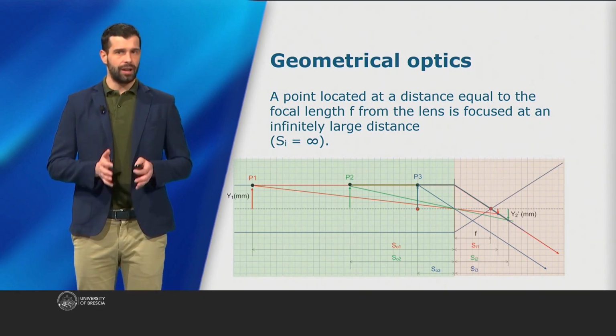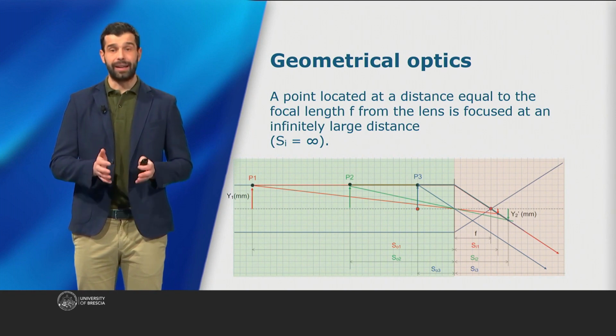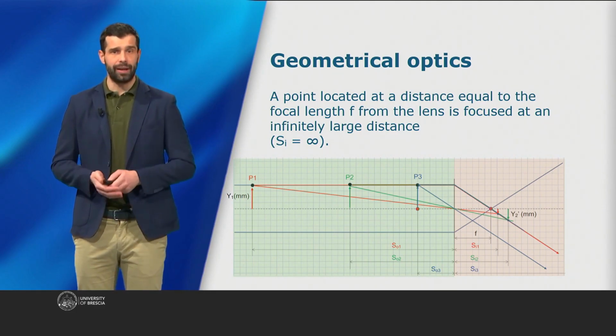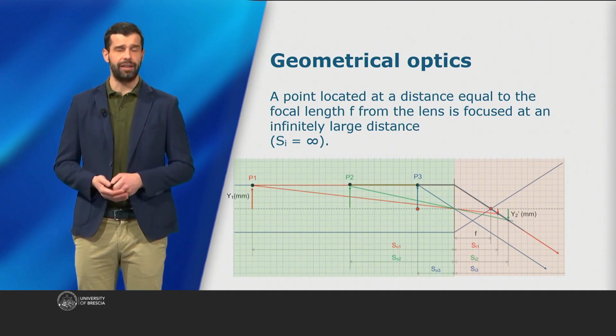In this case, point P3, placed exactly at a distance equal to the focal length from the lens in the object plane, will emit rays that will be parallel to each other, and therefore will never cross in the image plane, or rather, they will cross at a point located at infinity in the image plane. We have now reached a distance equal to the focal length.